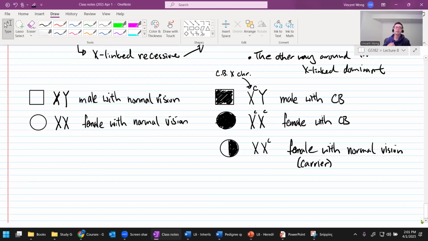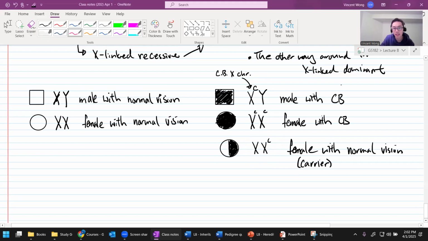Can men be carriers? What do you think? I don't have color blindness, but can I be a carrier of it? No, right? Because men only have one X. If you have the colorblind X, you're going to be colorblind. You're not going to be hiding the colorblind X chromosome. But the female can hide it, not deliberately, but it's hidden because the normal X is covering it up. For men, I don't have one to cover it up.